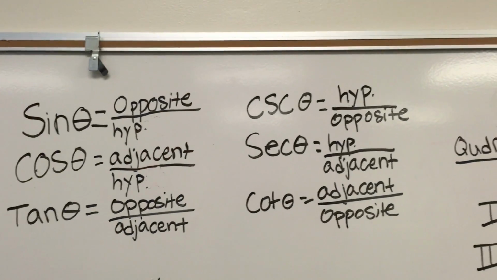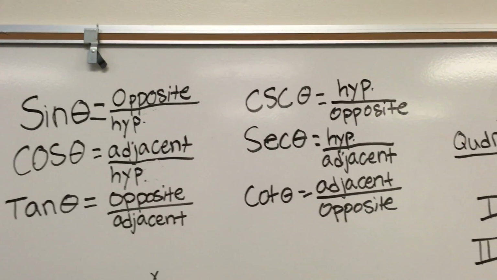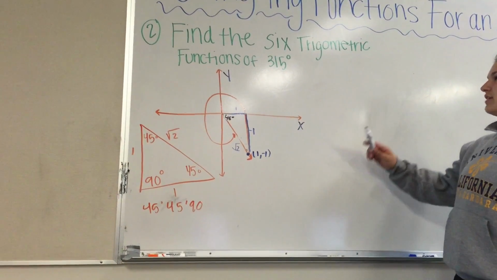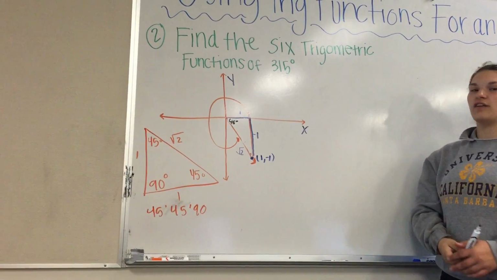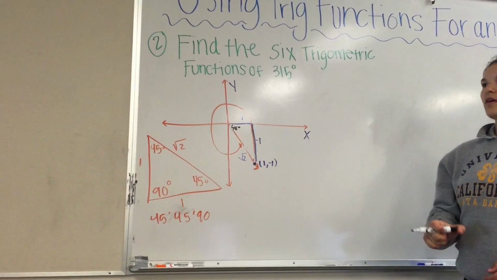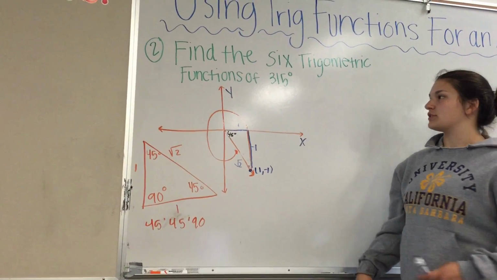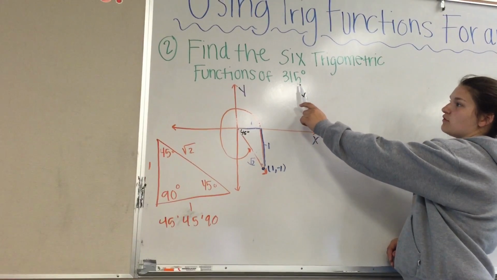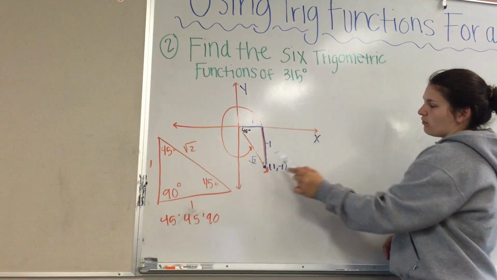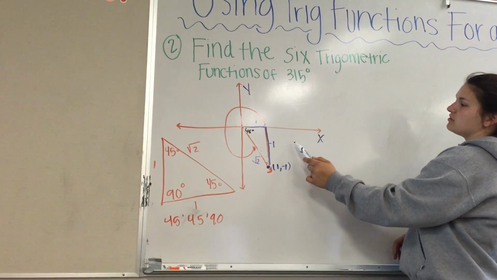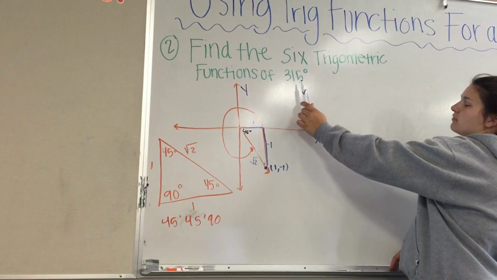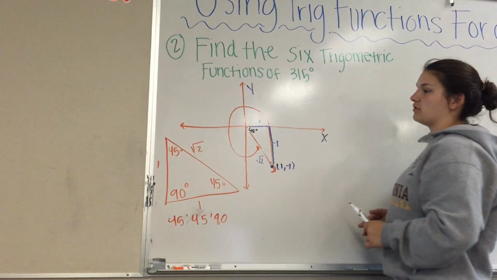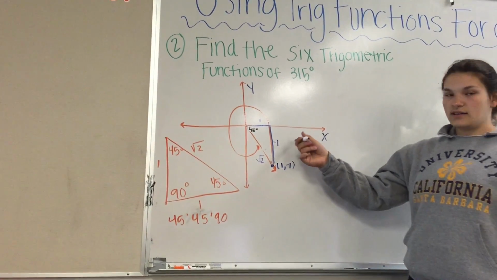Here is some helpful information for the next problem. Okay, next we're going to learn how to find the 6 trig functions of 315 degrees. Just like the last lesson, to find the reference angle, you would take 315 degrees, and since it's in the fourth quadrant, you would subtract it from 360 to get 45 degrees. That is your reference angle.